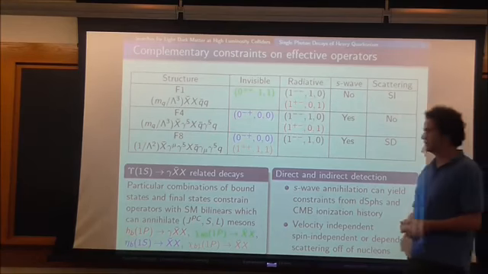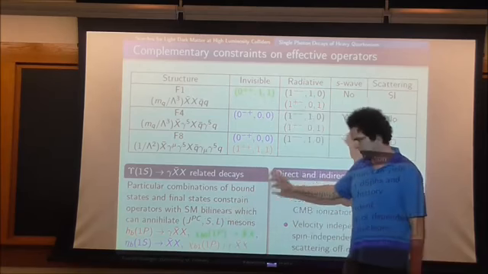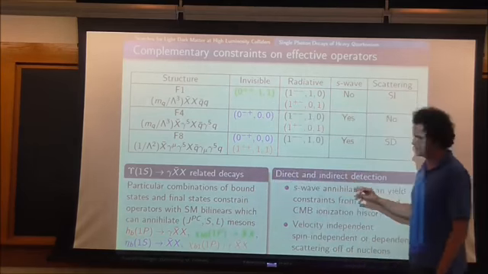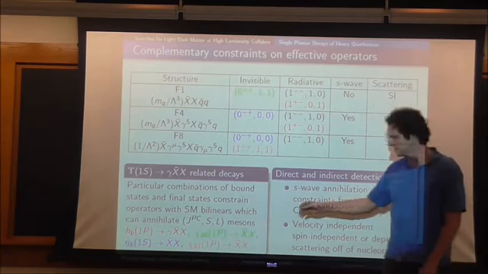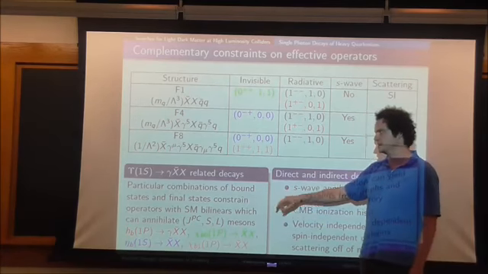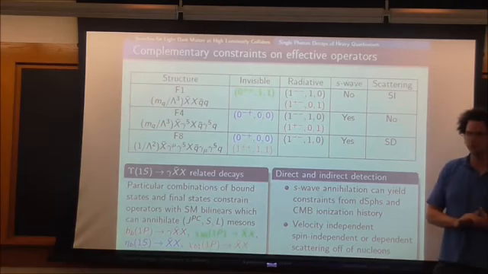Granted, these channels are hard to measure because you need very large amounts of data, so these invisible decay widths are really only constrained for J/psi and upsilon. But in principle, you can use different combinations of these to get a better handle on these long lists of possible interaction structures.